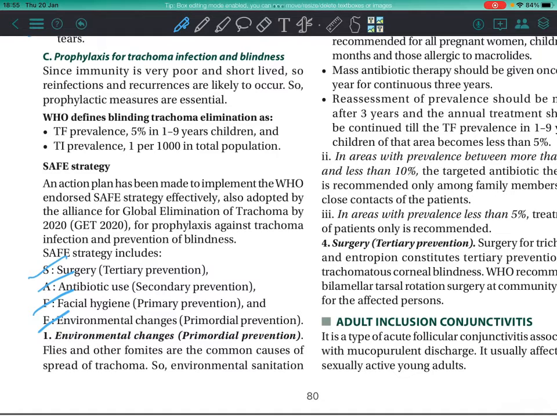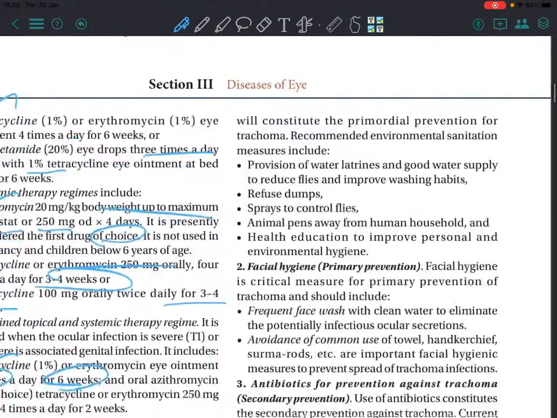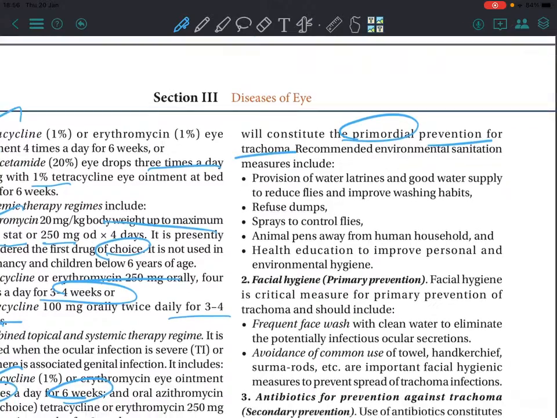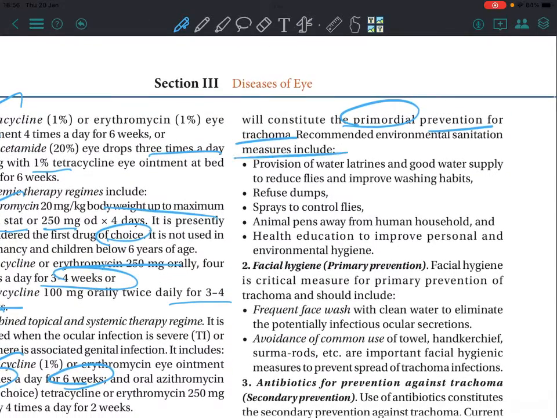Environmental changes, primordial prevention. Flies and other fomites are common causes of spread of trachoma. So environmental sanitation will constitute the primordial prevention for trachoma. Recommended environmental sanitation measures include provision of water, latrines, good water supply to reduce flies, improved washing habits, refuse dumps, sprays to control flies, animal pens away from the human household, and health education to improve personal and environmental hygiene.